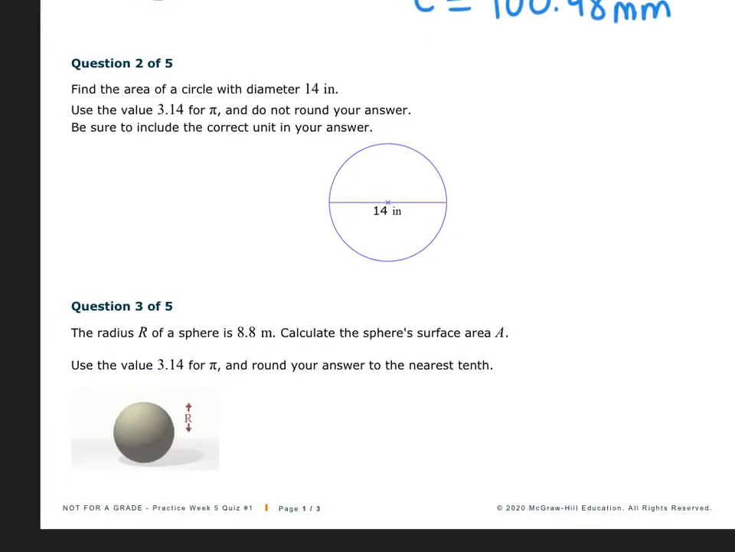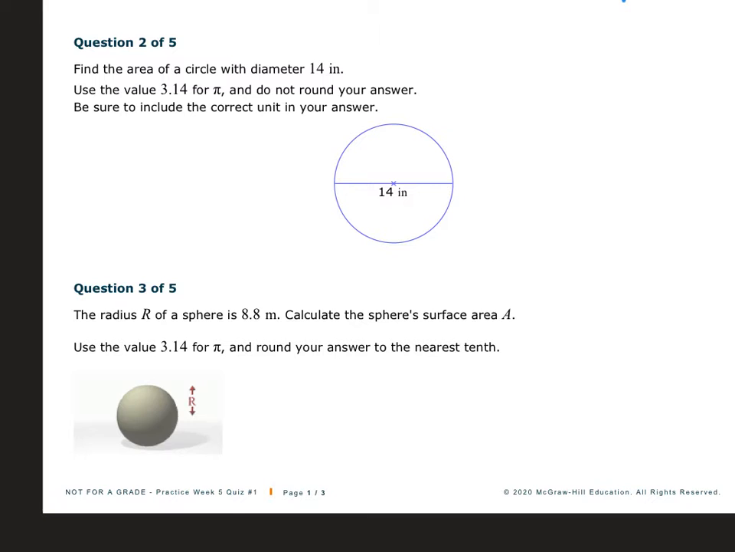Our second question says to find the area now of a circle with a diameter of 14. Use the value 3.14 for pi, and again, we're not rounding our answer. And for this one, we are going to include our correct unit in our answer, and we'll talk about that at the end. First things first, I'm going to start with the area of a circle. That formula is pi times the radius squared. This problem again told me that diameter was 14 inches. So in this case, my radius is going to be half of that, which is 7 inches. Now I plug in what I know.